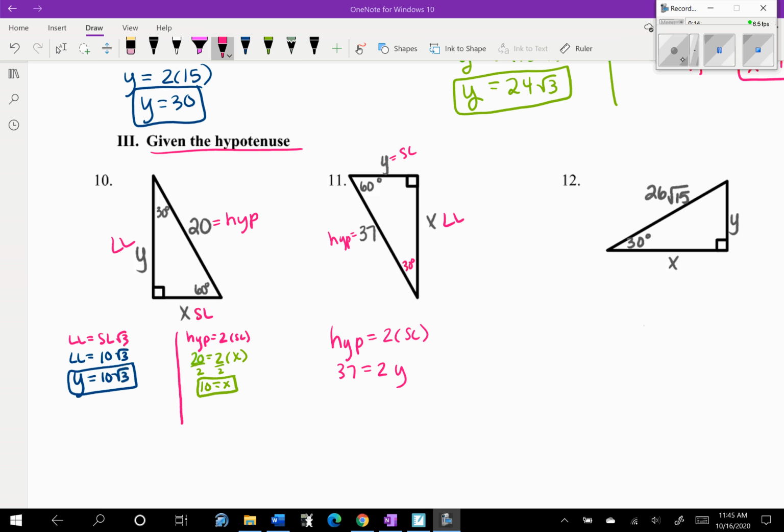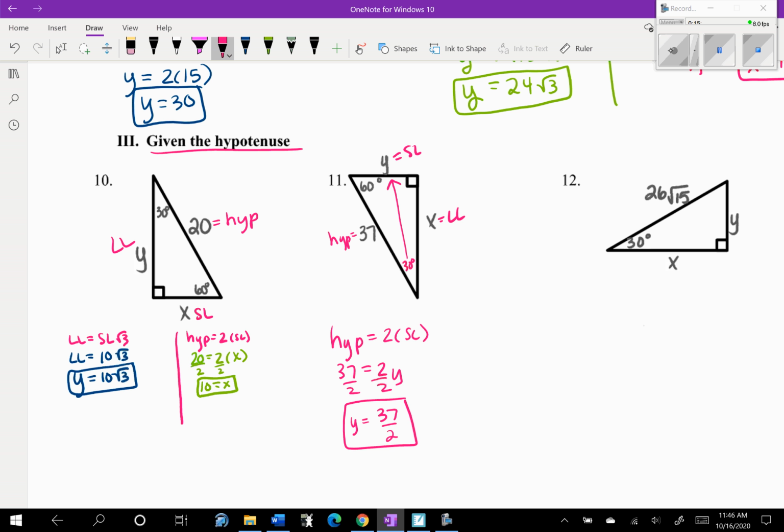Sorry, I just realized that I put this the opposite way. So y is the short leg, and x is the long leg. So let's go ahead and do that again. Instead of y, this is x. So divide by 2, and we get x is equal to 37 over 2. So that is our long leg. Sorry, I did it again. That y was our short leg. Sorry about that. So this is y equals 37 over 2.